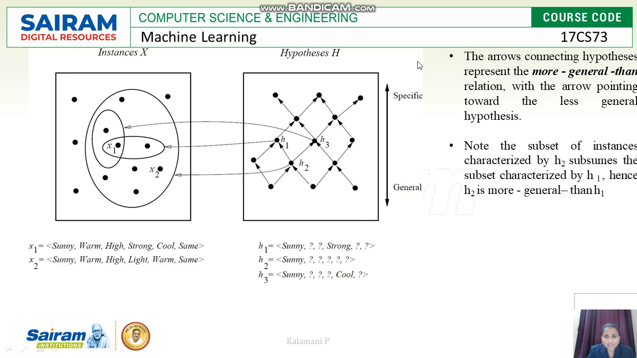So what we can tell is that H2 is more general than H1. You should know that. H2 is more general because here the wind we had already given as strong, while in H2 that attribute is also general, it can take any value. So H2 is more general than H1. This is how concept learning can happen. I think people have understood the concept learning. Next class we will see the example algorithm.